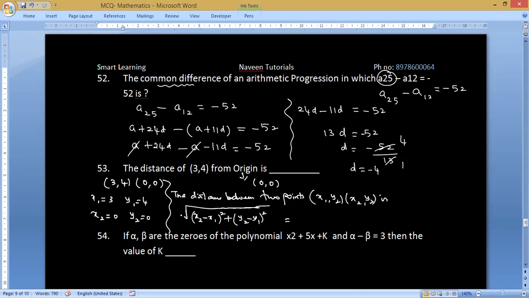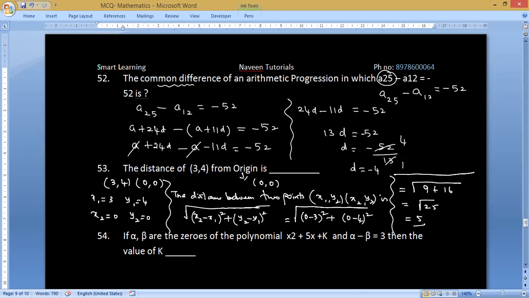So I'll substitute in this formula: (0 minus 3) whole square plus (0 minus 4) whole square. Then 0 minus 3 is nothing but minus 3. Minus 3 square is 9. 0 minus 4 is minus 4. Minus 4 square is 16. 16 plus 9 is 25. So root 25 is 5.